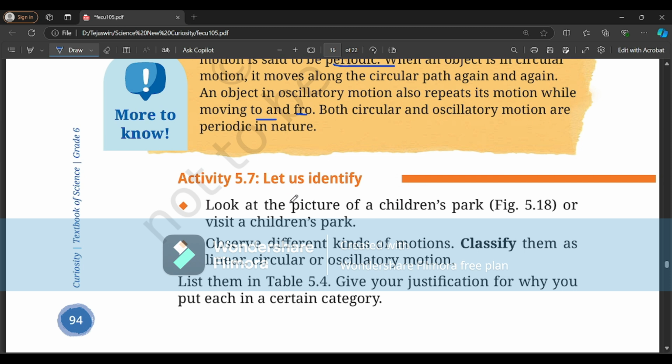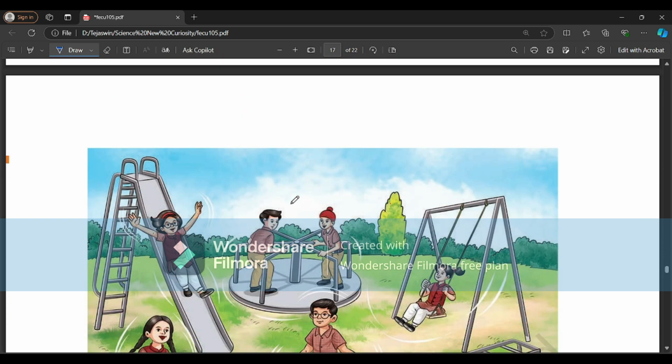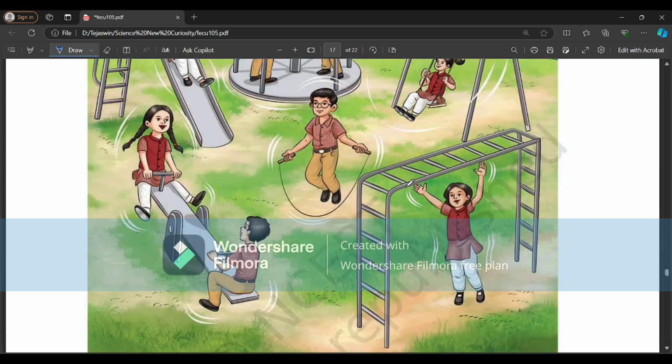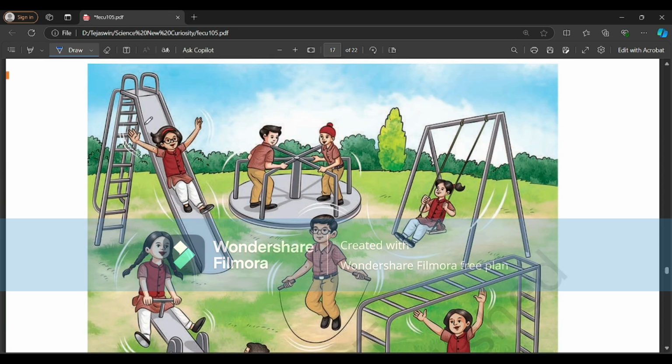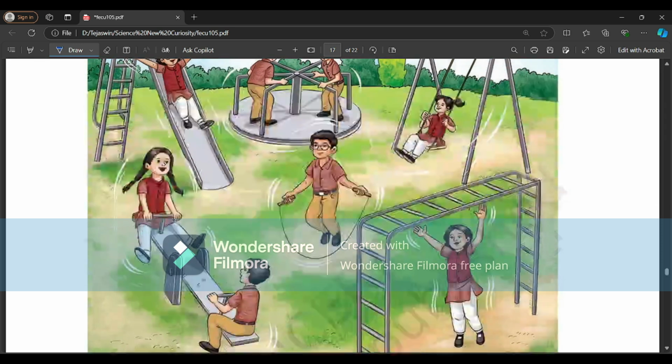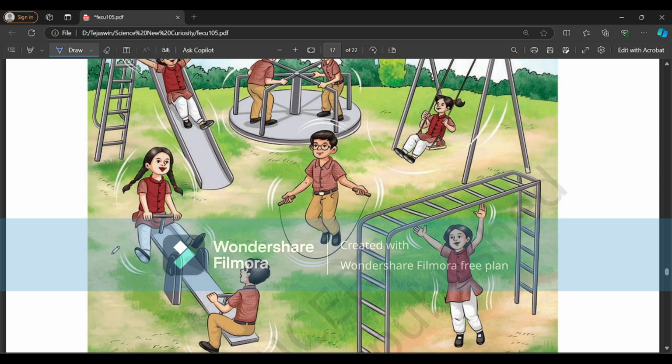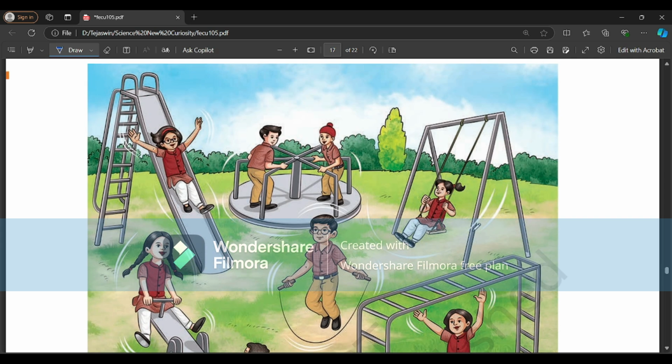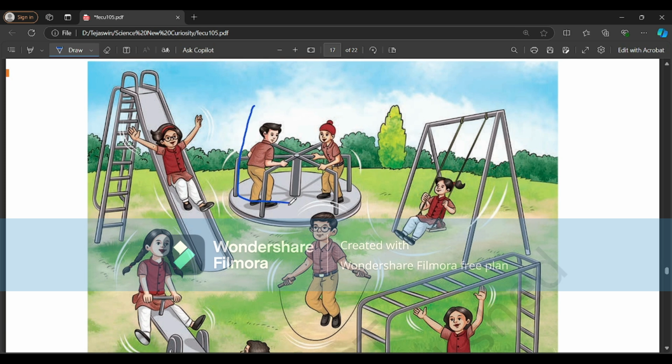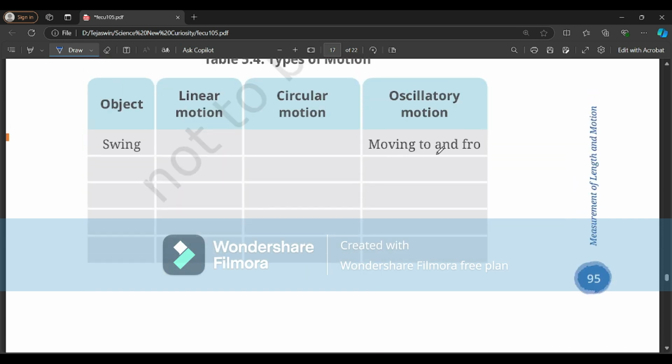Let us look at the picture of a children's park. You have to classify what the motion is like. We see there is a slide in which the girl is sliding from up to down. So it is a linear motion. Then the swing, from here to here, again up and down, will be an oscillatory motion. What about this? This becomes a circular motion. Similarly, this becomes an oscillatory motion. What about this? These boys will be in a circular motion. Okay, so here you have to make the table.